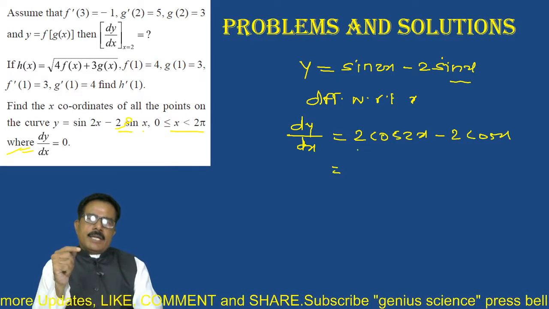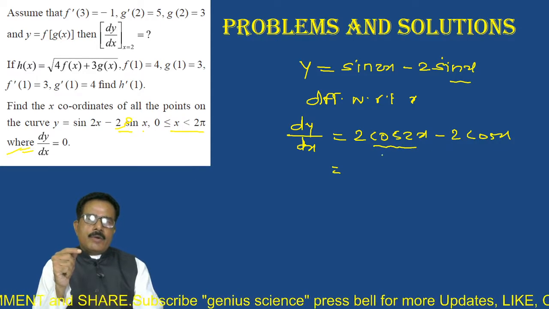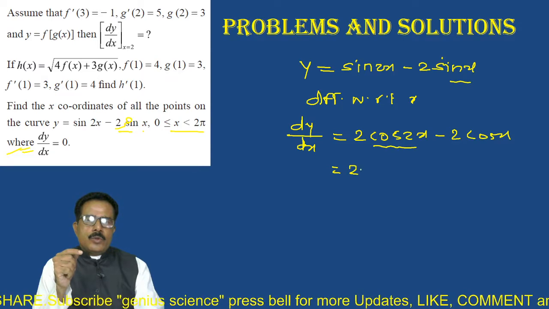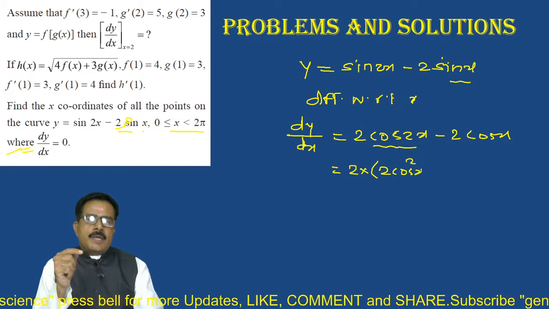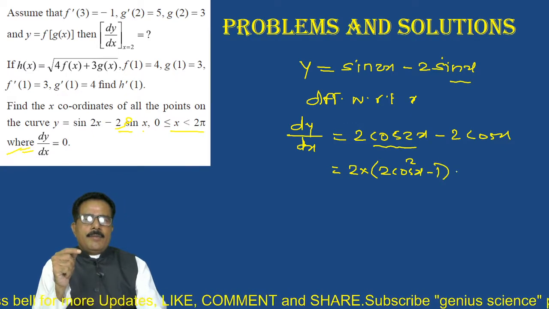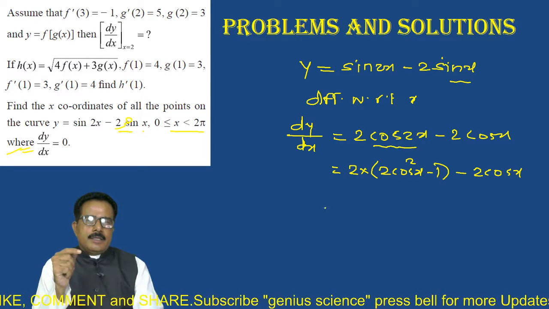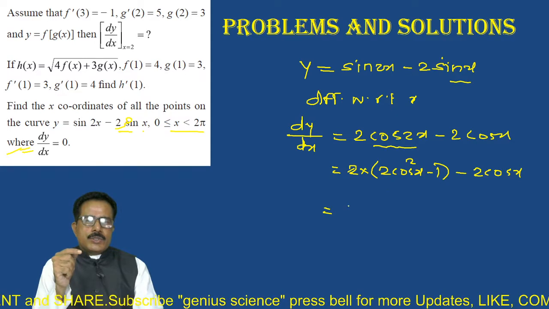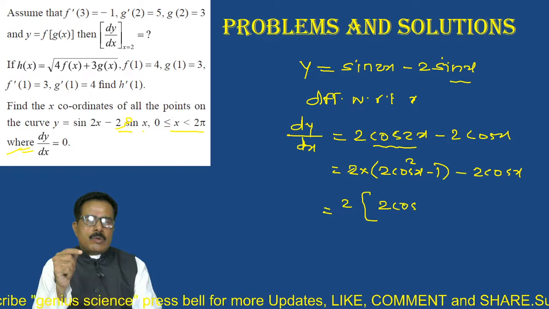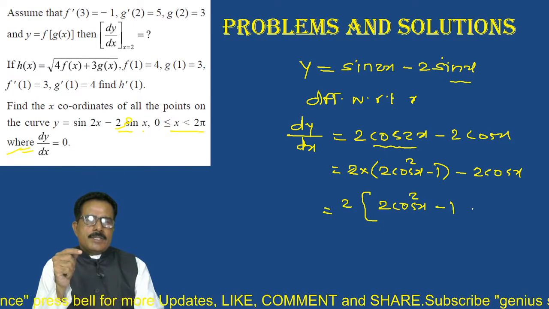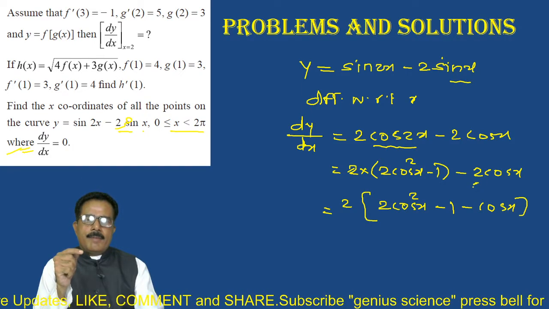Now, we can take out a common 2, but before this use the formula for cos 2x. What is the formula for cos 2x? 2 cos square x minus 1 minus 2 cos x. Take out a common 2 as it is, 2 in a bracket 2 cos square x minus 1 minus cos x, because 2 is a common factor.